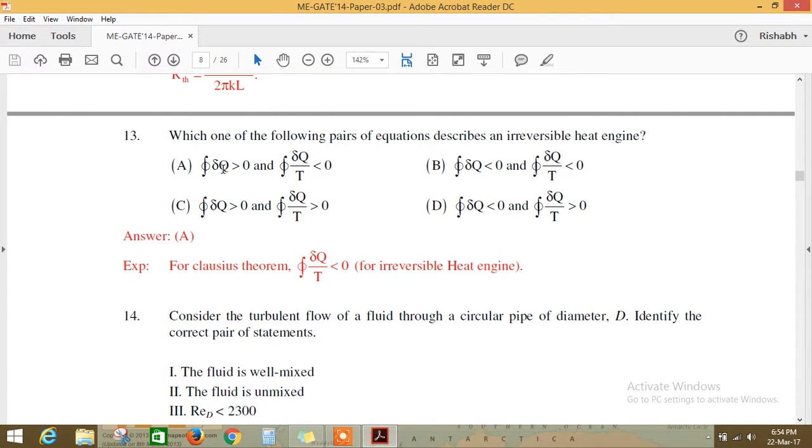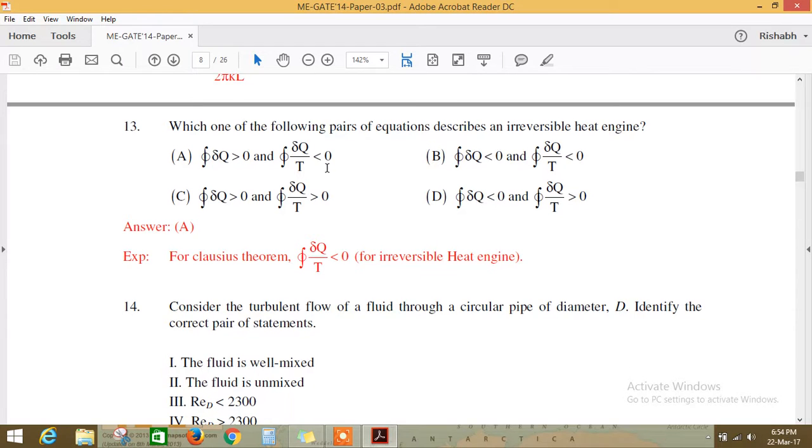So it's not at all possible that by rejecting more heat, del Q can be negative in any case. So it is always positive, and the cyclic integral of del Q by T is less than or equal to 0 for an irreversible heat engine. This is the Clausius inequality, so option A is correct.